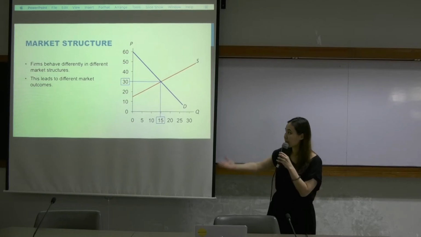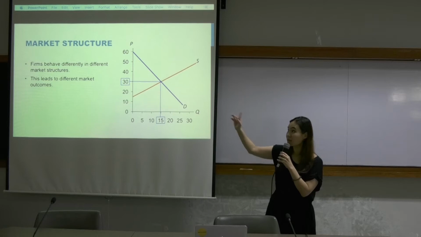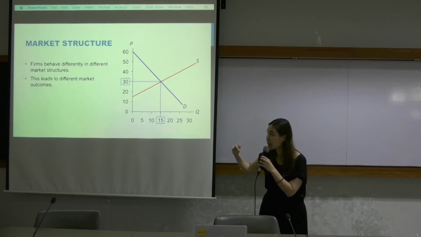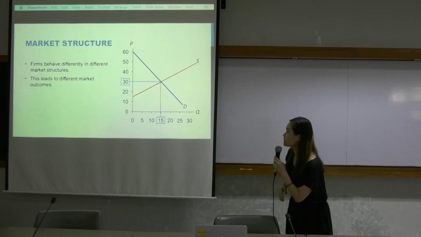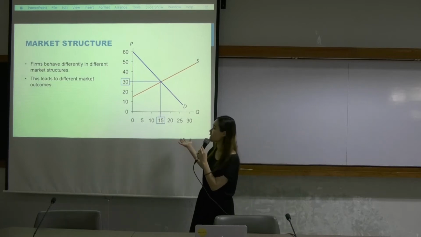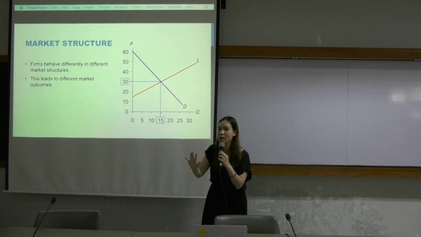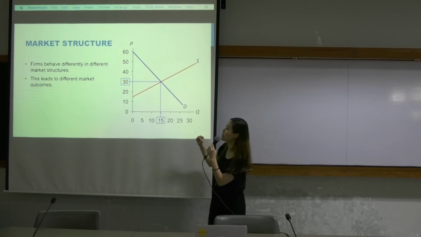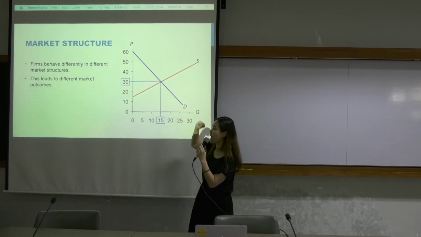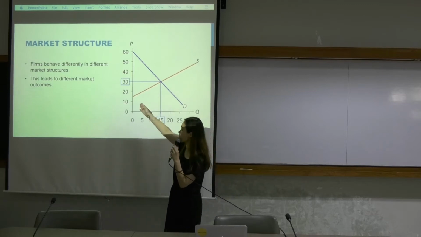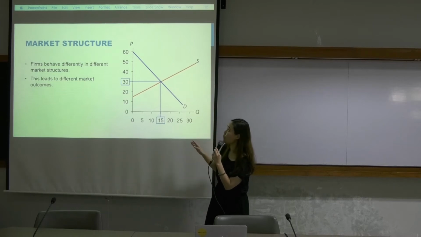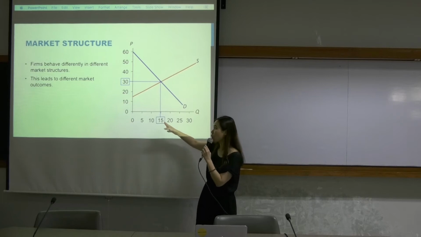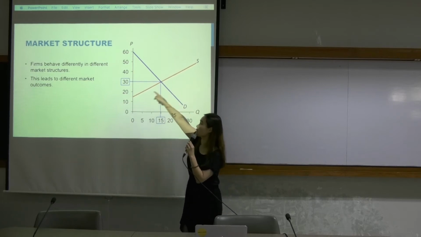if they face different market structures, they will behave differently, and we care because different firm behavior will lead to different market outcomes. Okay, so in a perfectly competitive market, this is the market outcome. Essentially, when you understand how buyers make decisions and derive a demand curve, and understand how firms make decisions and derive the supply curve, which we will do, eventually the market outcome will be that 15 units of output will be sold in this market at $30.